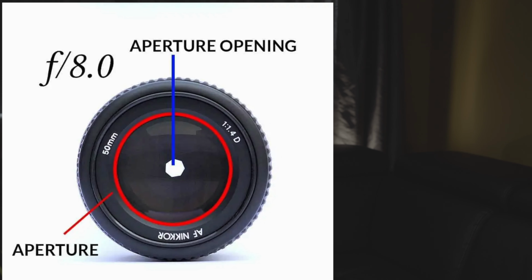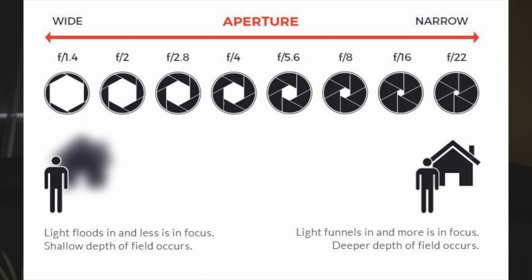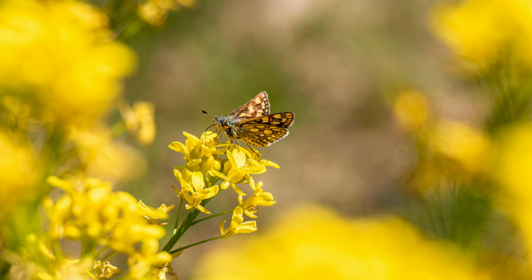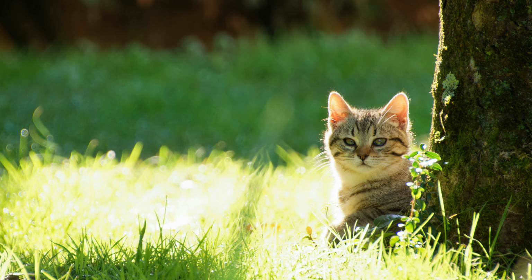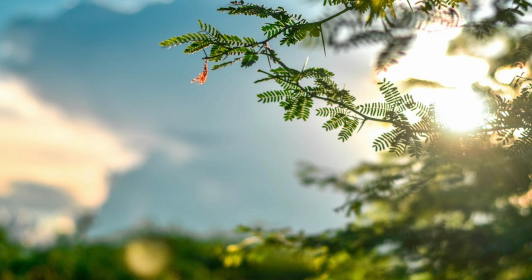Lastly, aperture, represented by f-number on your camera. The f-number controls the size of the opening in the lens through which the light enters the camera. A wider aperture indicated by a lower f-number like f2.8 creates a shallow depth of field, perfect for isolating subjects from the background and creating beautiful bokeh.